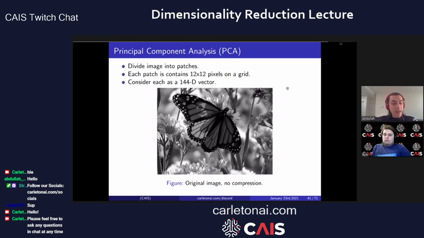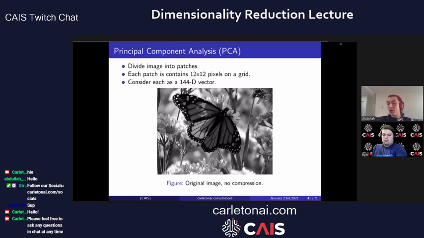Well, simply, let's say you have some image, and you divide it into patches, where each patch contains 12 by 12 pixels on a grid, right? Which means each patch has 144 pixels. If you think of each patch in an image as simply a vector of 144 dimensions, we can now reduce the number of dimensions, which means reduce the number of pixels in each patch, using PCA to try to compress the data while preserving as much information as possible, right?